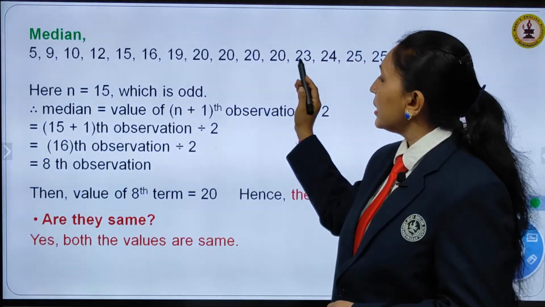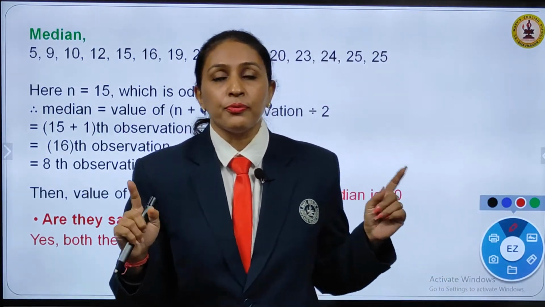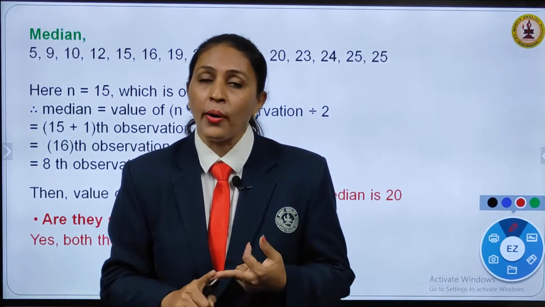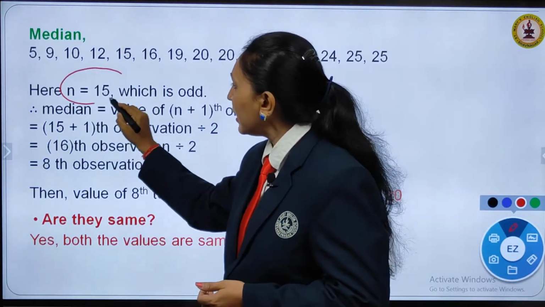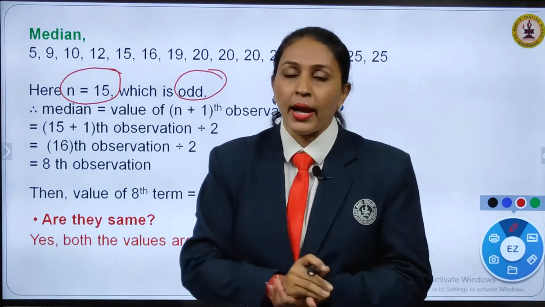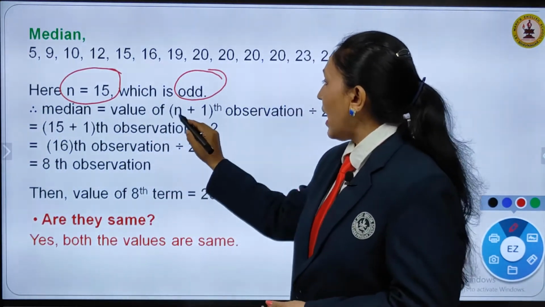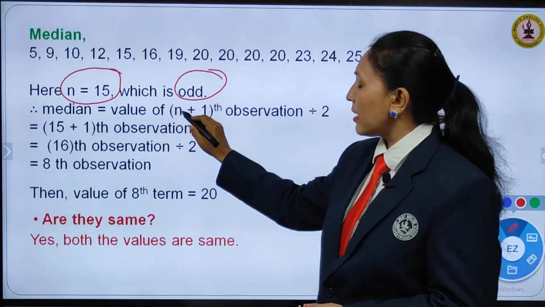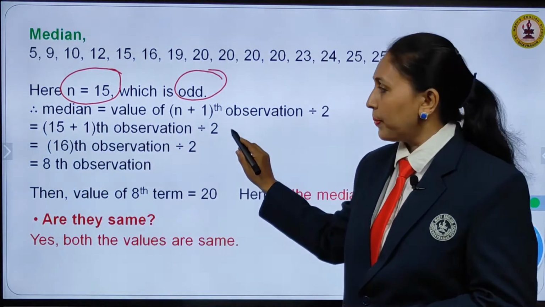To find the median children here, what we have to do? First, as I told you, to find the median children, we have to first think properly whether the number of observation is odd or even. Here, as the number of observation is odd, that is your n is 15, n represents the number of observation which is odd here. Now to find the median when the number of observation is odd, we have the formula, that is (n plus 1)th observation divided by 2.